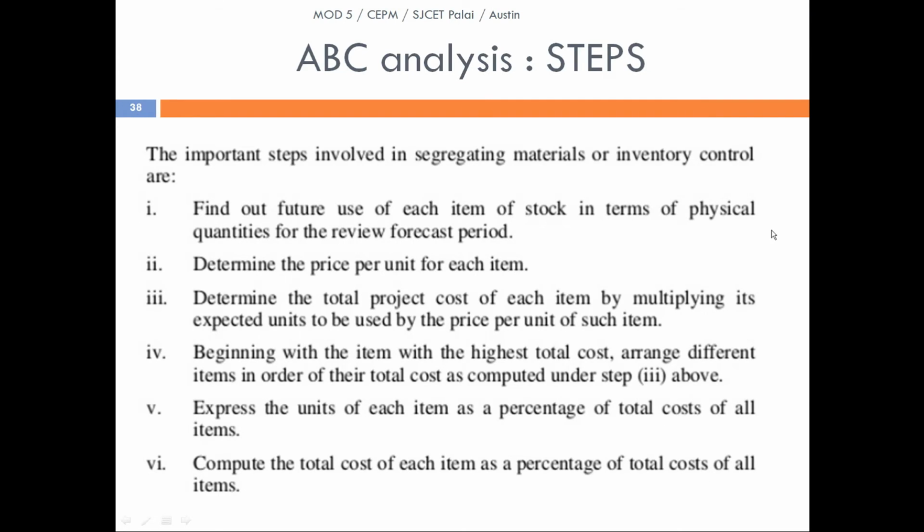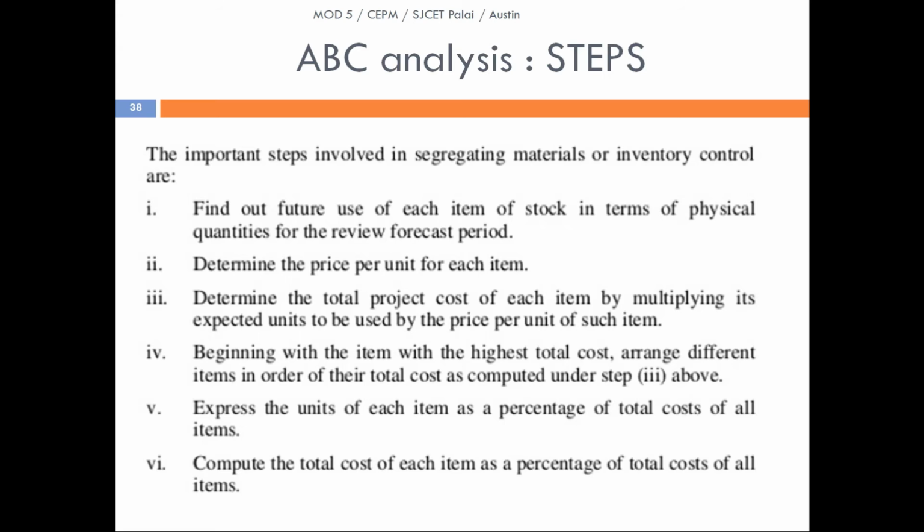And what are the steps involved in the ABC analysis? First, find out the future use of each item of stock in terms of physical quantities. So the first step is to identify the stocks we have to take into consideration. The second is to find the price per unit, or unit price, for each item. Then we have to find the total cost. How can we find the total cost? If we know which items there are and the unit price of each item, multiplying them gives us the total cost.